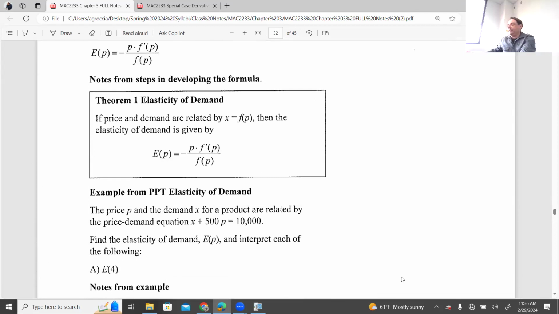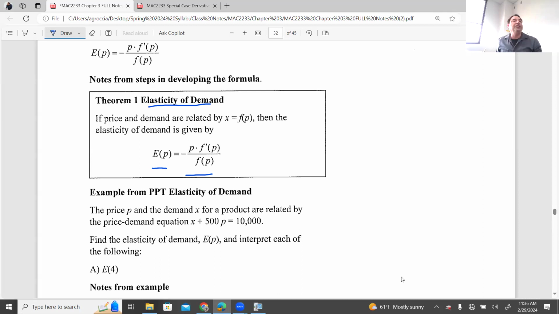To find the elasticity of demand, we have this formula. The formula is E of P. Elasticity is E, P is price. The elasticity of demand, when you input price, equals negative. Now, it always starts with a negative. People forget the negative and it changes everything.